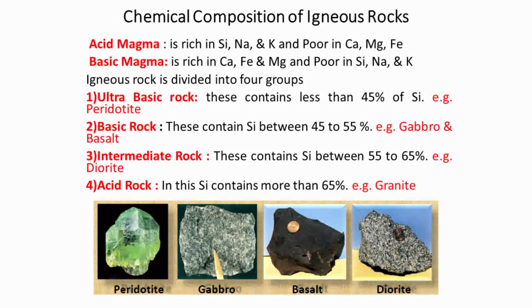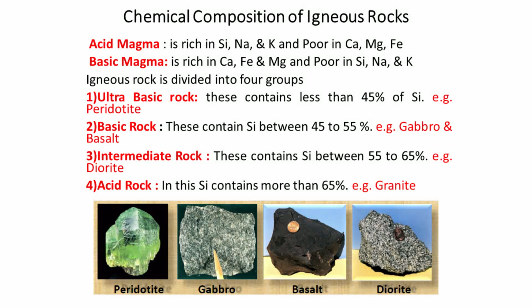The magma can be classified based on the chemical composition, such as acid magma, which is rich in silica, sodium and potassium and poor in calcium, magnesium and ferrous. Then basic magma, which is rich in calcium, ferrous and magnesium and poor in silica, sodium and potassium.